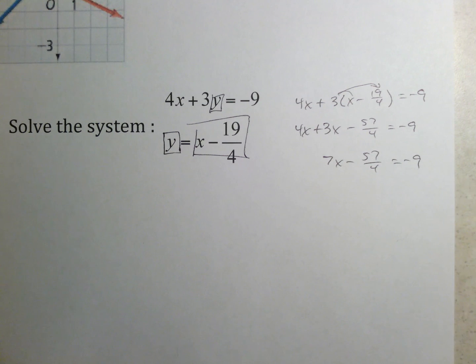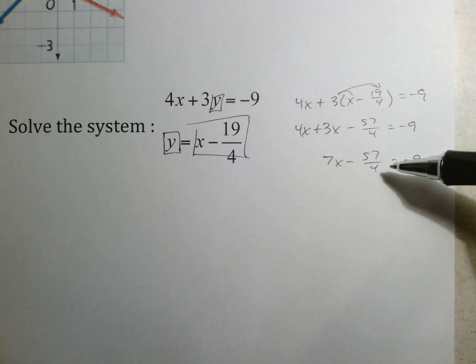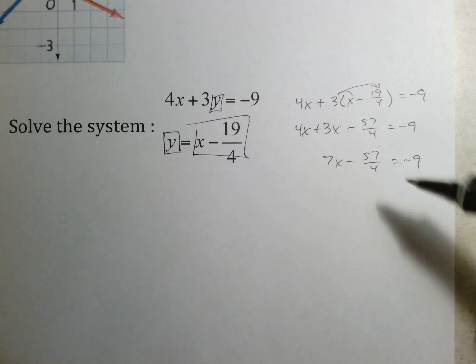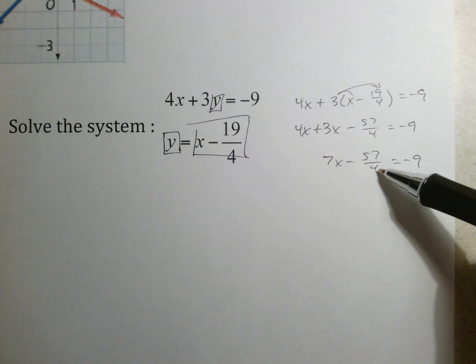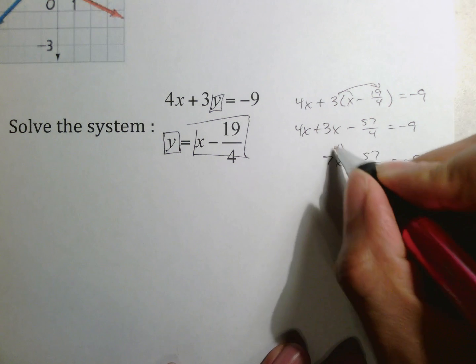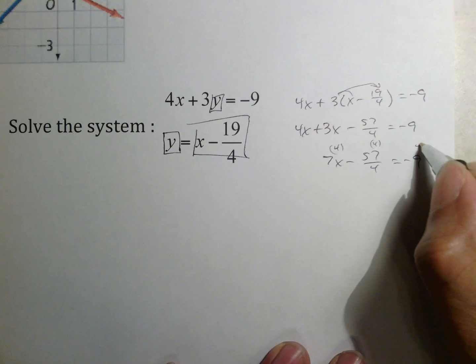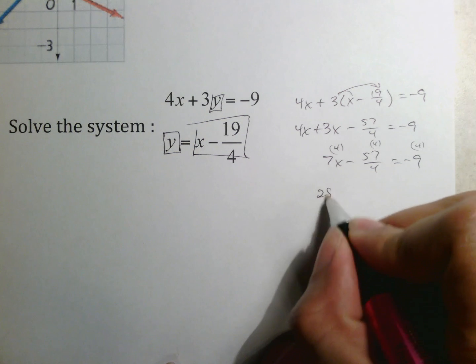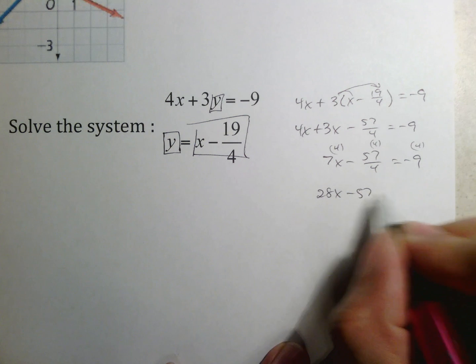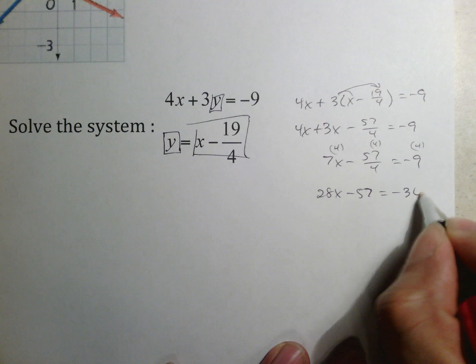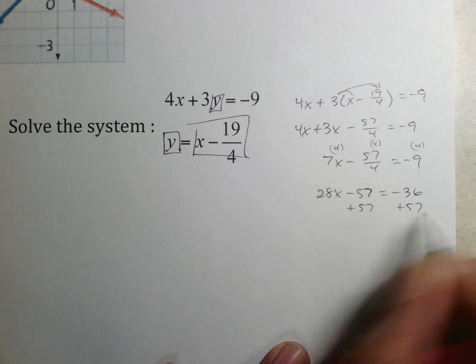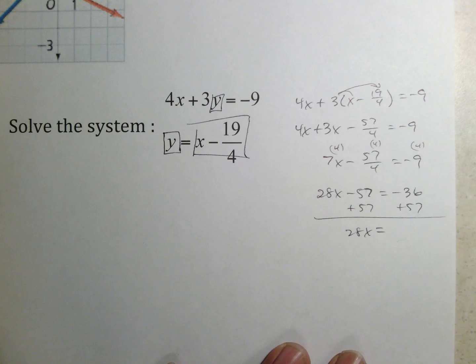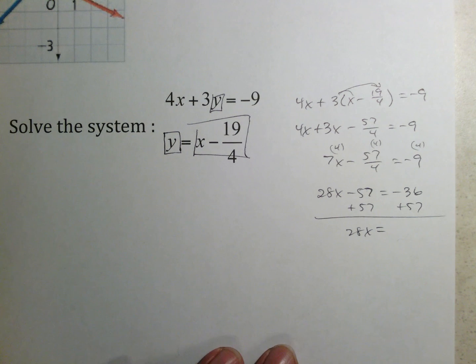Well, I am purposely giving you realistic numbers because you have to be able to do this. And what we learned, if you remember that week that we took to work on this, is that if you have a fraction and you don't really want to deal with it, just multiply by the only fractional number there, which means I'm going to multiply everything by 4, which turns this into 28x minus 57 equals negative 36. Then I work this out, add 57 to both sides. 28x equals, I think that's 21.